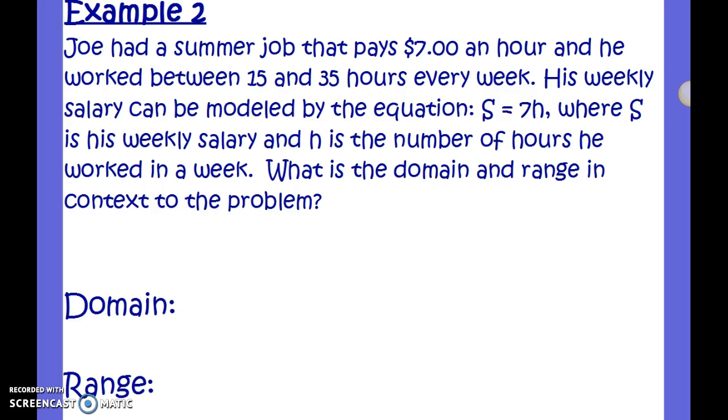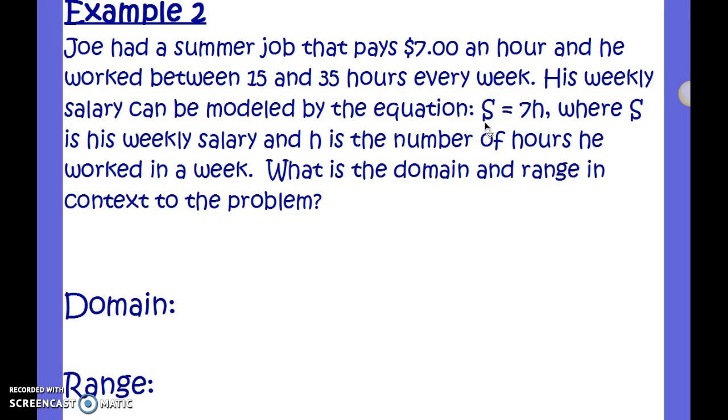So the first thing we have to do is decide if this is discrete or continuous data. To do that, we look at our X value. However, in this problem, we have variables of S and H. So we have to figure out if S is our X value or if H is our X value. If you look at your equation, S equals 7H. H is going to be my X value, and S is going to be my Y value. Because whatever number I put in for H, your S value is going to depend on that, which means H is my X value, that's what I put in, and S is my Y value.